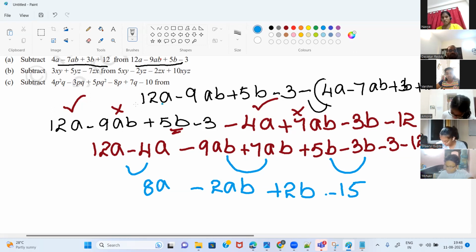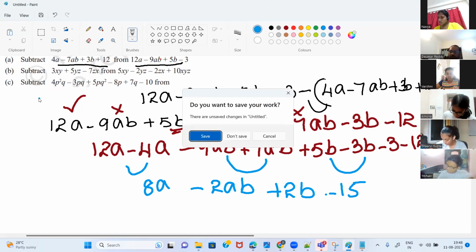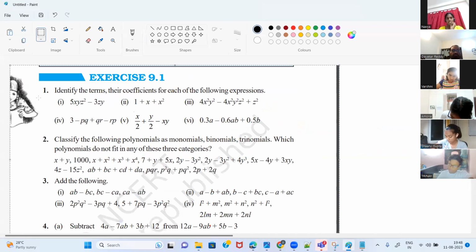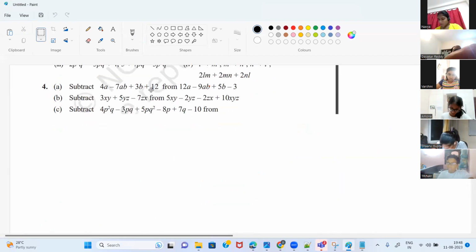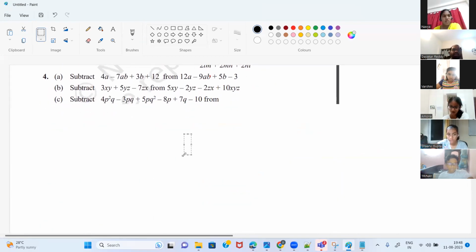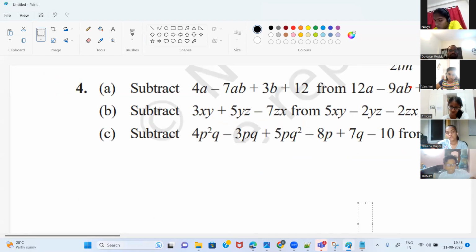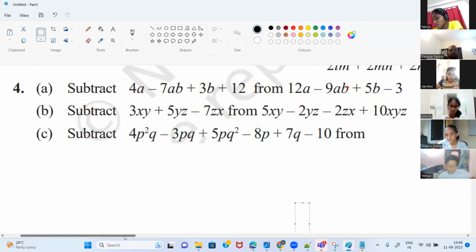Yes, sir. Try to solve the B problem in the class itself. So which one? B. Subtract this from this.